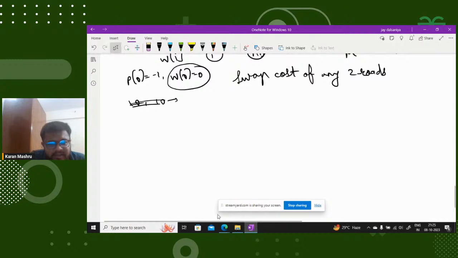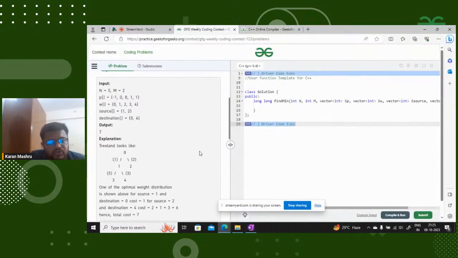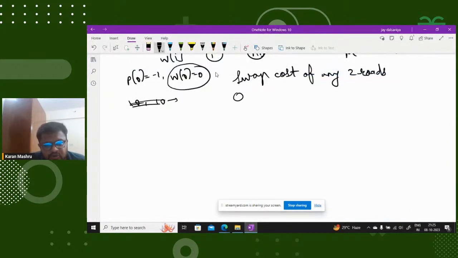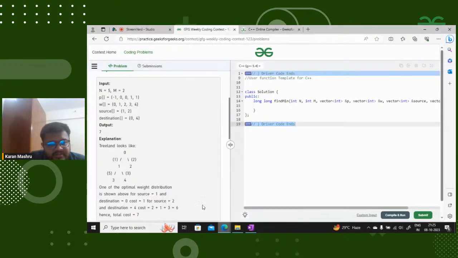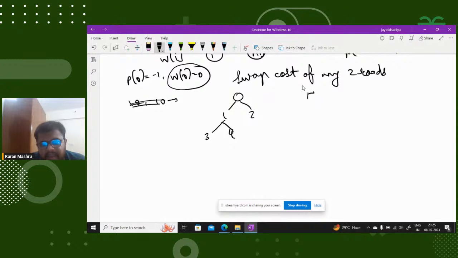Let me explain with the help of an example, that would be even better. So this is 0, 1, 2, 3, and 4. Let's look at the first example: n equals 5, m equals 2.